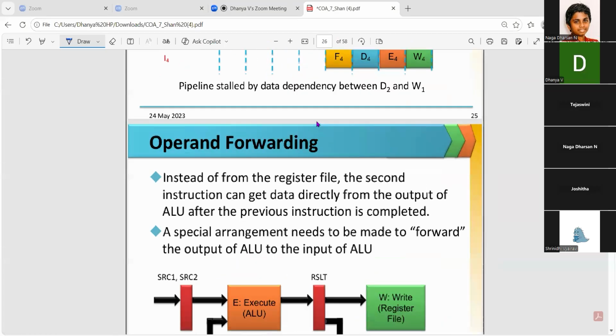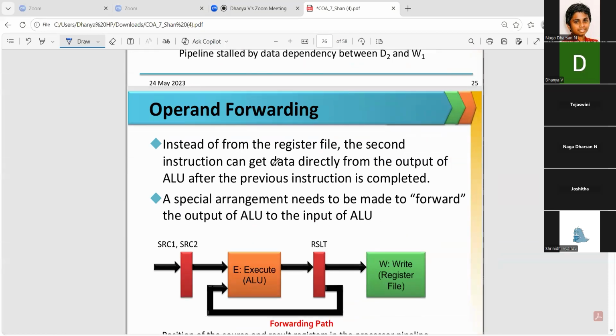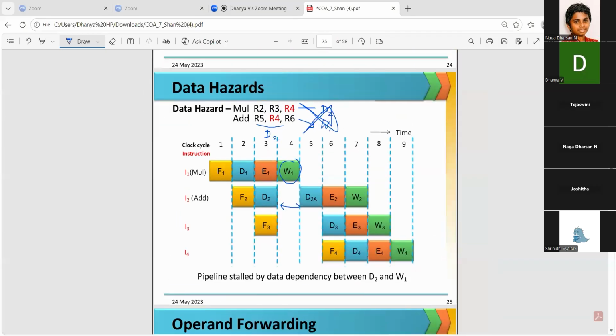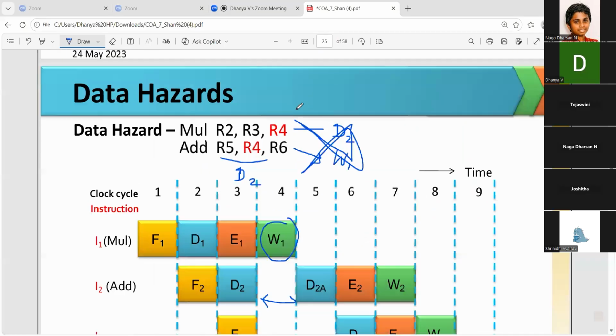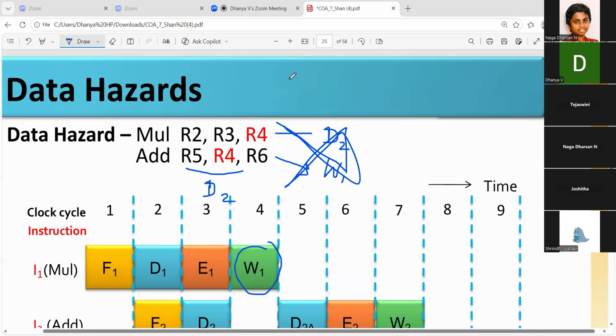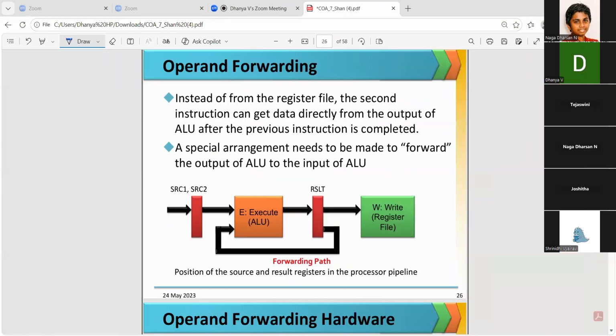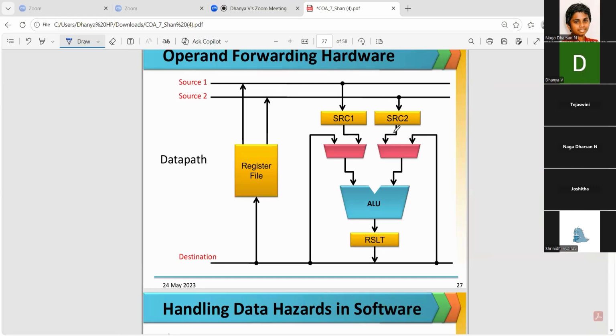Instead of from the register file, the second instruction can get data directly from the output of ALU after the previous instruction is completed. So what it is essentially saying is this R4, instead of getting stored into the R4 itself, can directly get sent to this statement so that this gets executed. So I'll just show you the diagram over here.